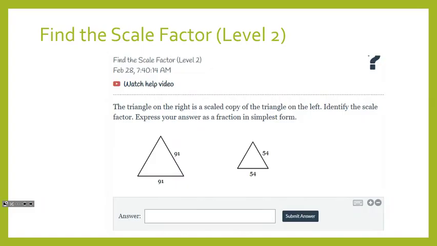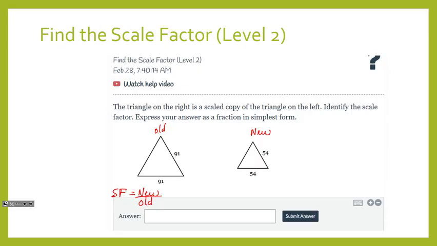A triangle on the right is a scaled copy. So this is going to be the new one. This is going to be the old one, the triangle on the left. Identify the scale factor. Express your answer as a fraction. Remember, when you do the scale factor, it is the new image over the pre-image. And if you want to say pre-image or old image, that's great.